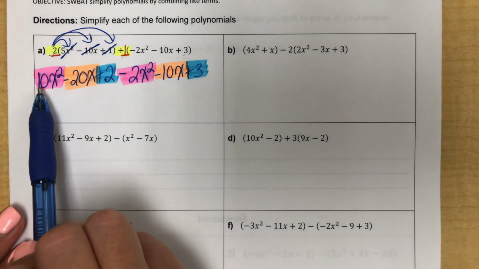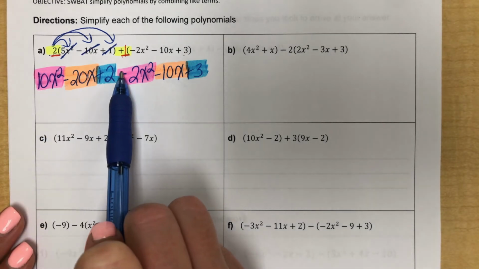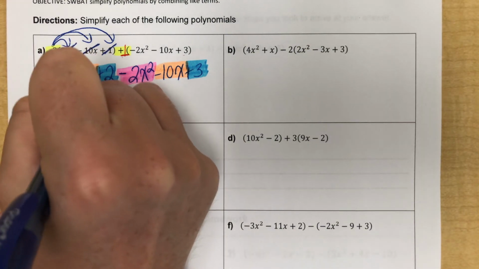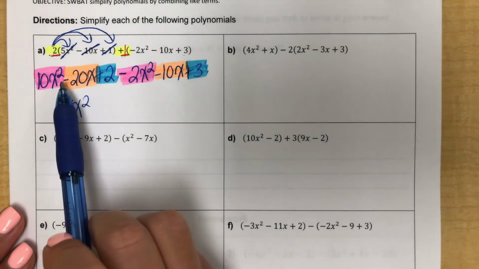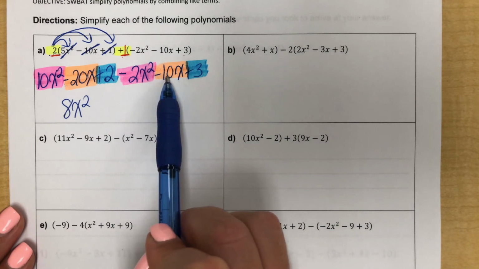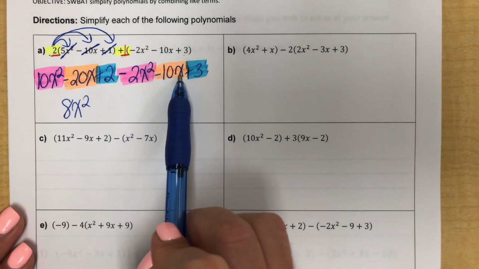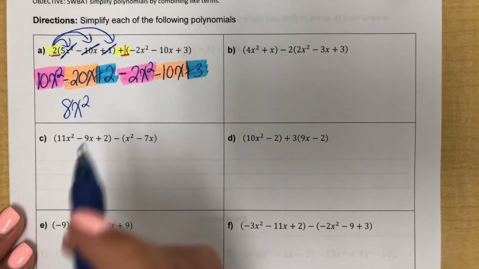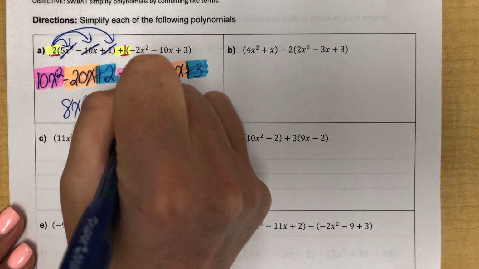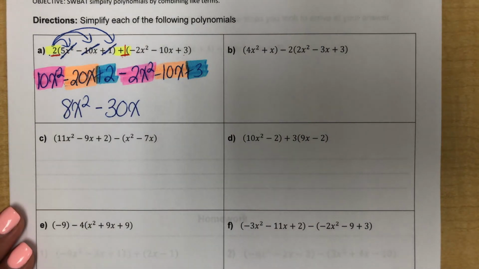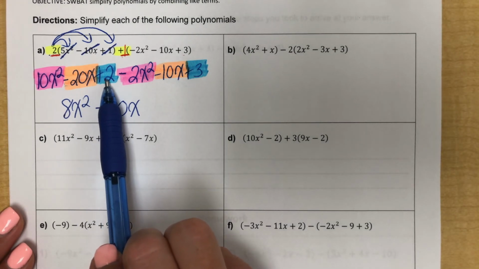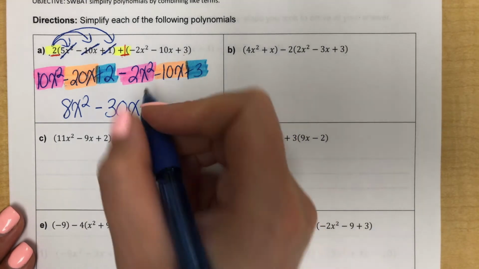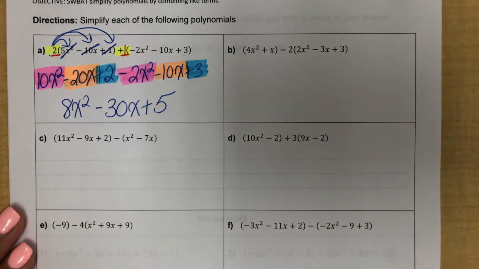All right, so let's go ahead and combine. So 10x squared minus 2x squared is 8x squared. Negative 20x minus 10x. So let me say that again. When you type it in the calculator, it's negative 20 minus 10. That gets you a negative 30. And then again, you keep the variable and the exponent. It's x to the first power. And then last but not least, in blue, we have a positive 2. So 2 plus 3 is just 5. It's a positive 5. And that would have been your answer for A.